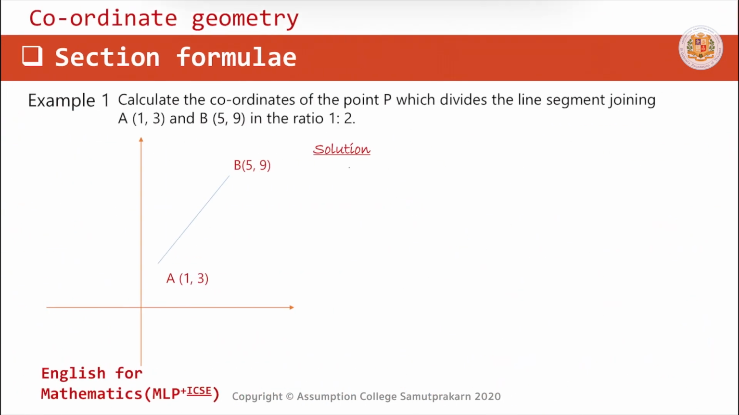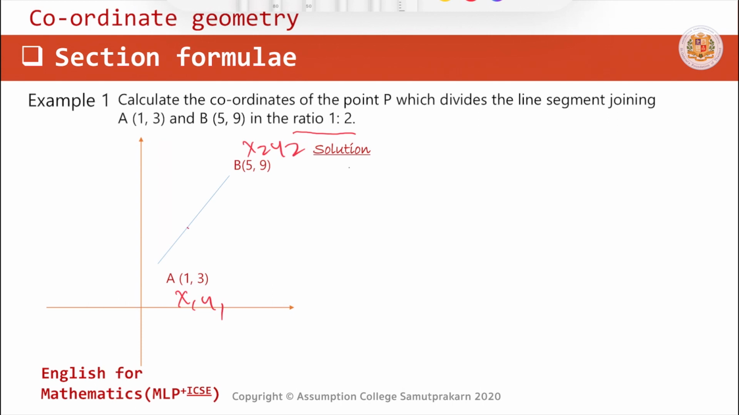Okay, example 1. Calculate the coordinate of P which divides the line segment joining A, B in a ratio of 1 to 2. So I'm going to think of this as x1, y1, and that is x2, y2. Okay, the point P is in between, where it separates the distance from A to B into the ratio of 1 to 2.